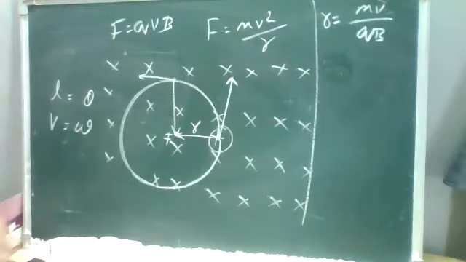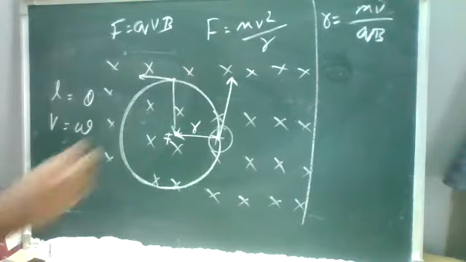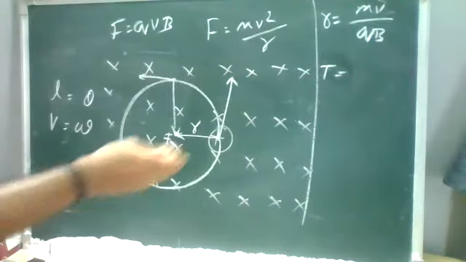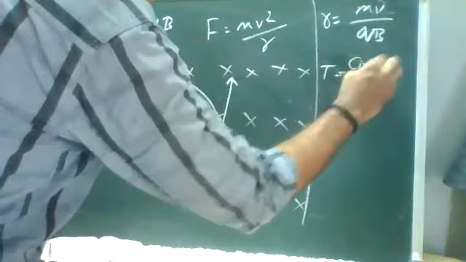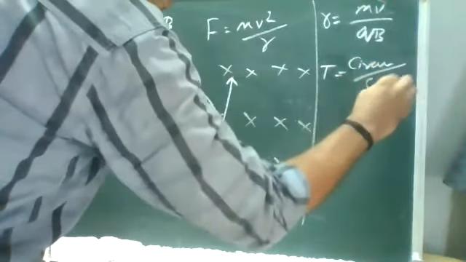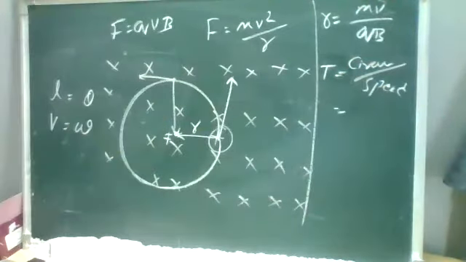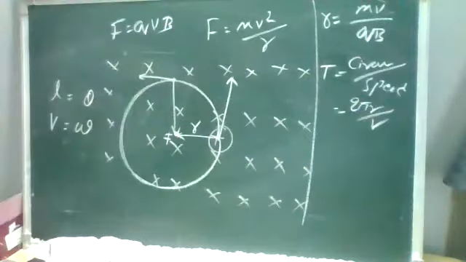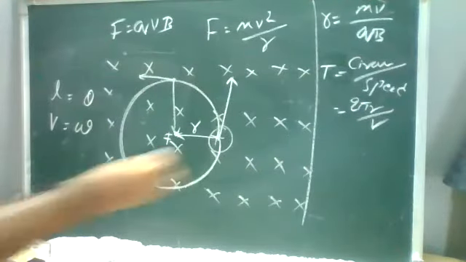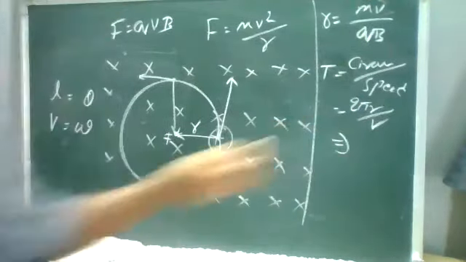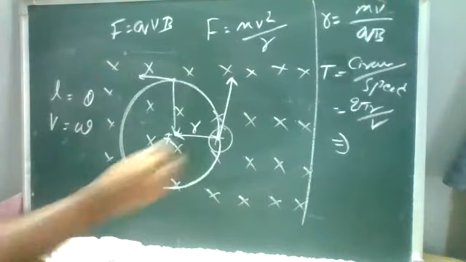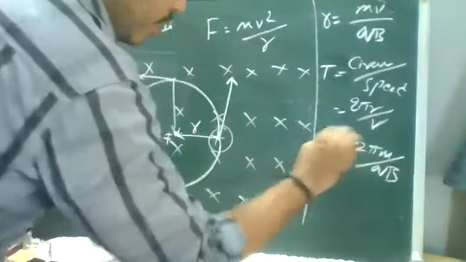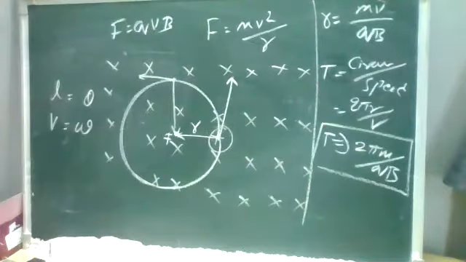I'm giving the direct relation for the time period: T is equal to circumference of the circle by speed, which is equal to 2 pi r by v. Just substitute the r here and we get 2 pi m by qB. Okay, 2 pi m by qB is your time period with which the object revolves.